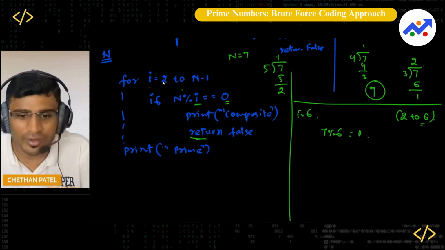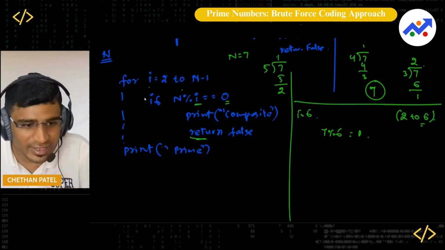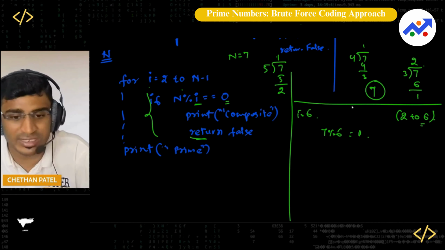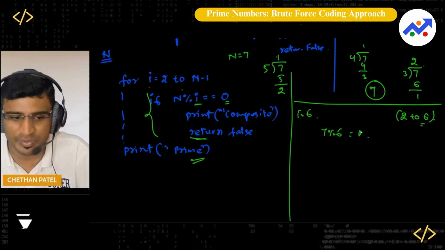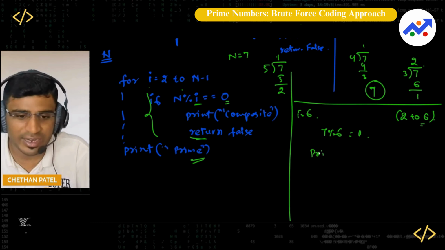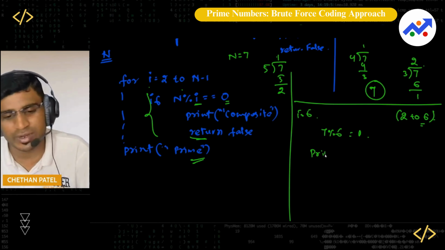So now we go back, we stop it. This condition finally does not execute. So 7 is not composite. The expected result is prime. 7 is prime, because 7 is not getting divisible by any of these numbers.